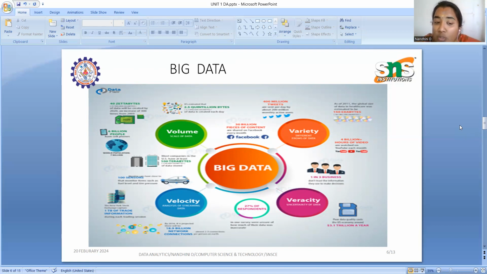Next one is velocity. Velocity consists of analyzing and streaming of data. Streaming of data means the data has the same meaning but we use different approaches, and that data is known as big data.